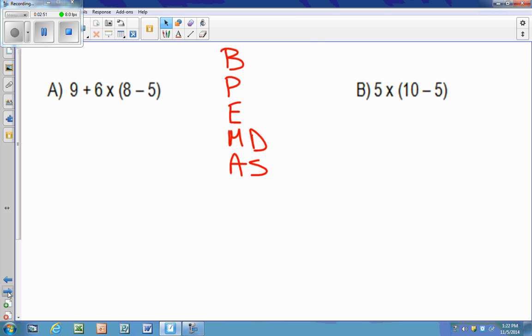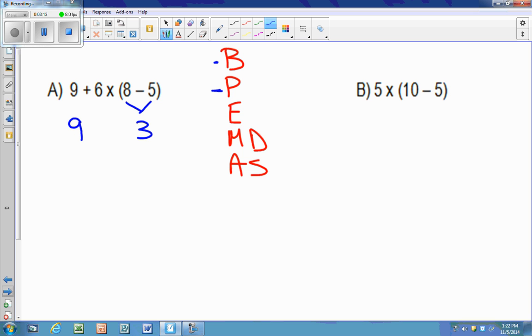And now we're going to look at our first expression, and remember an expression does not have an equal sign, so at no point should you put an equal sign in here. So we start and we ask ourselves, is there any brackets? That's what that B right here stands for, and there's no brackets. So I move on and I ask, are there any parentheses? And I see right here that 8 minus 5 is in parentheses, so I write that, and that's 3.